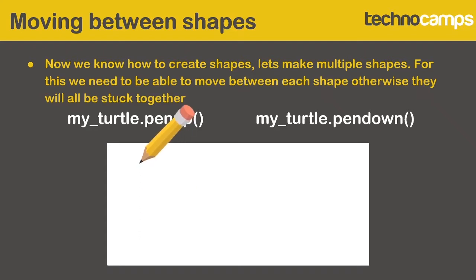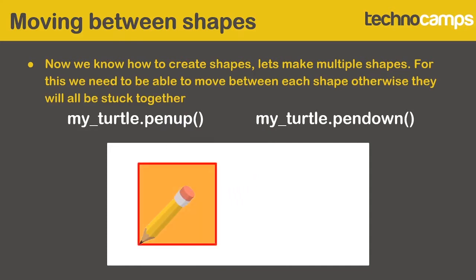Initially we would draw our first shape. So this would be our first for loop. And then we would say pen up, move, and then pen down. And then we would have our next for loop where we would draw another shape.